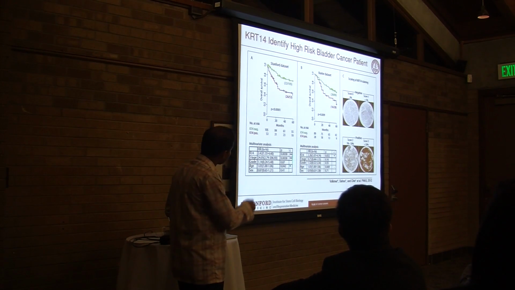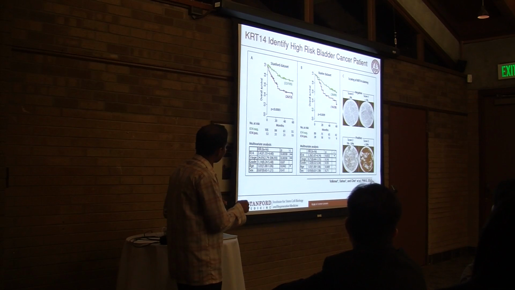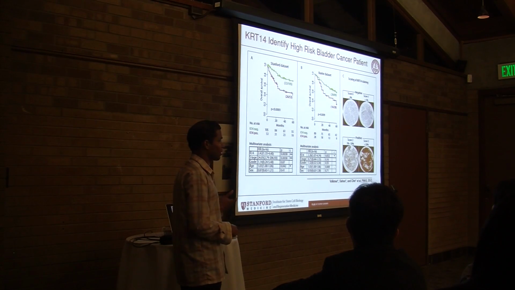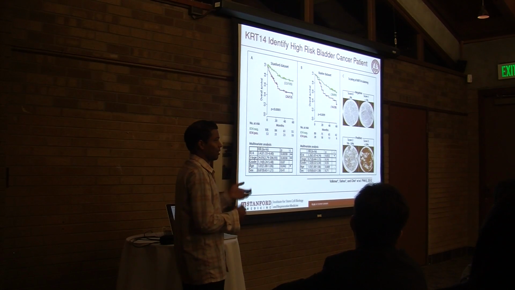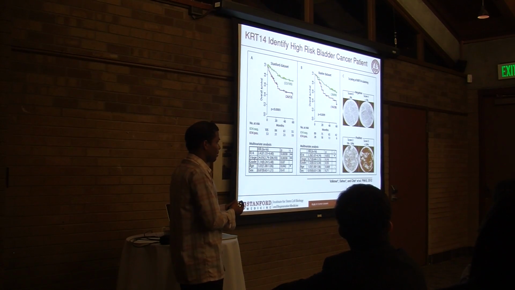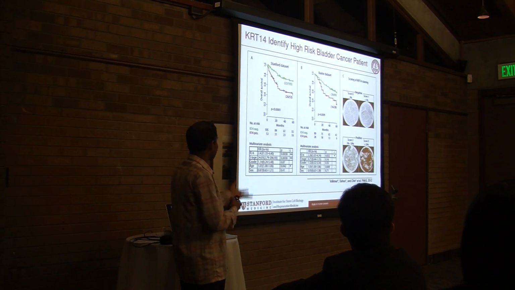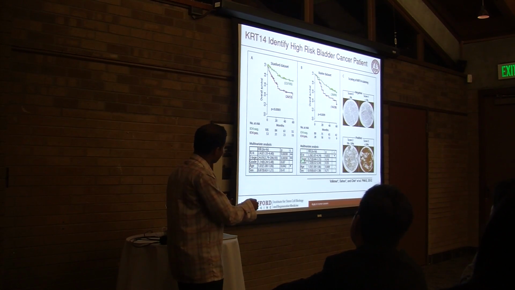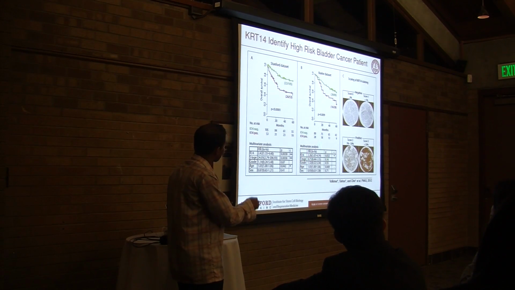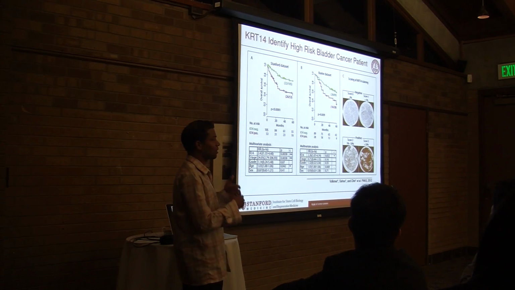What happened in the Baylor data set, stage and grade were not predictive of overall survival, which is pretty amazing, right? So there is a hospital where people treat these patients and they are confused about which patient is more aggressive, which is bad, and which patient is good, right? In this hospital, keratin 14 was the strongest predictor of survival.